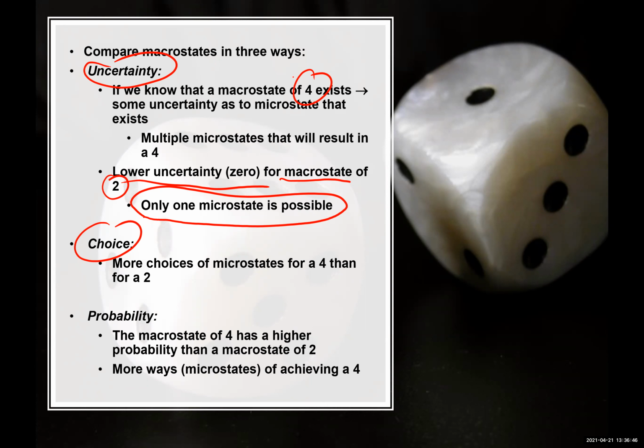Okay. That means uncertainty, choice, and probability are the important factors when we're considering statistical mechanics. Okay.